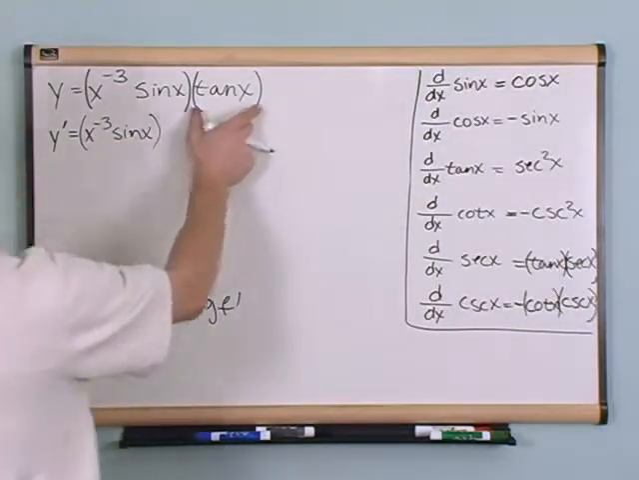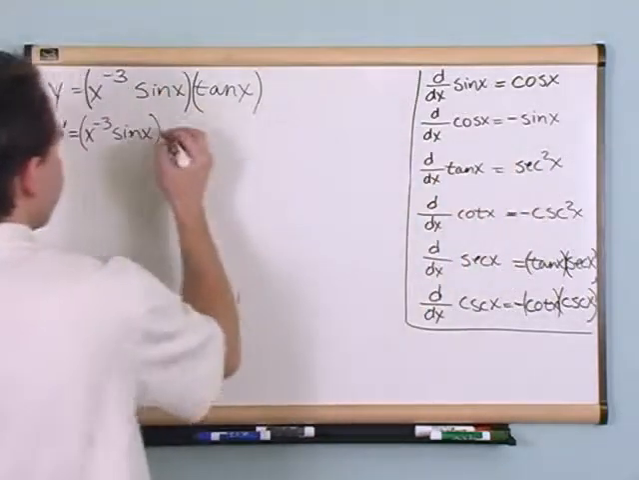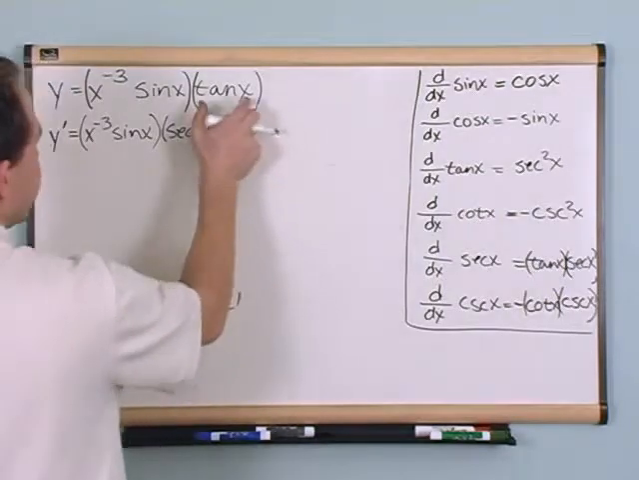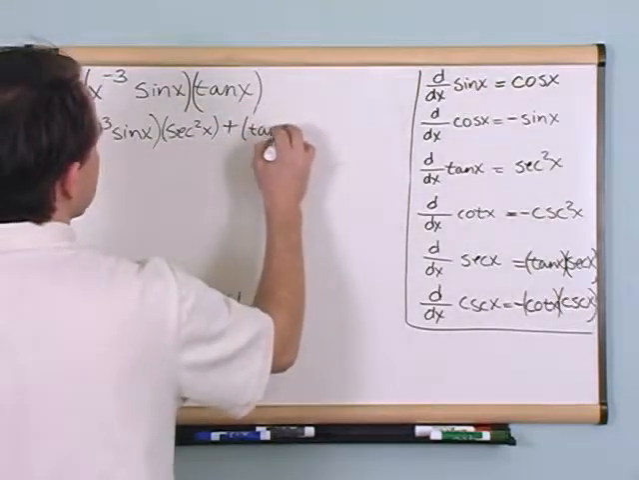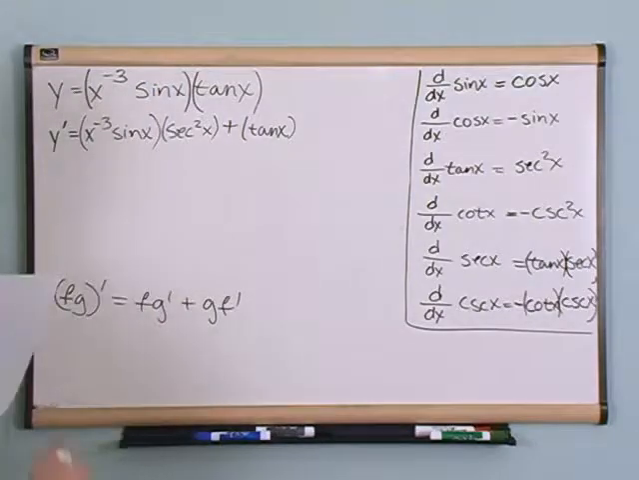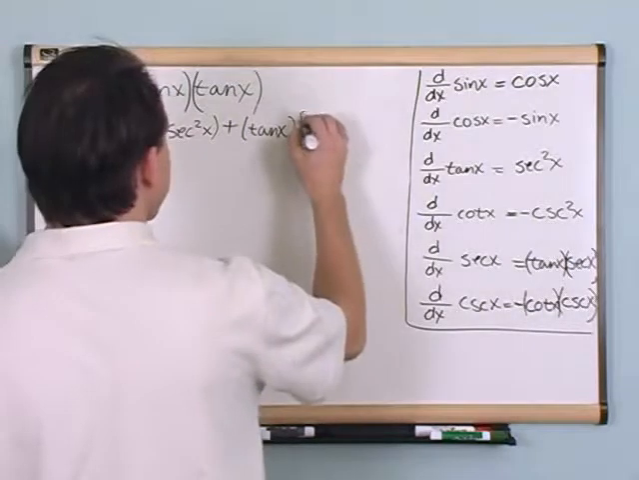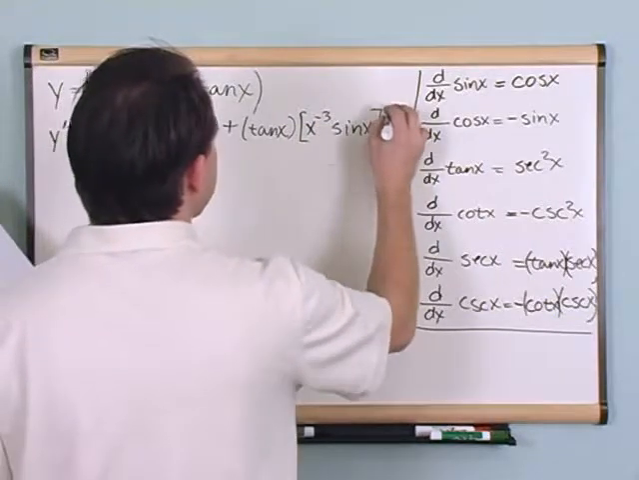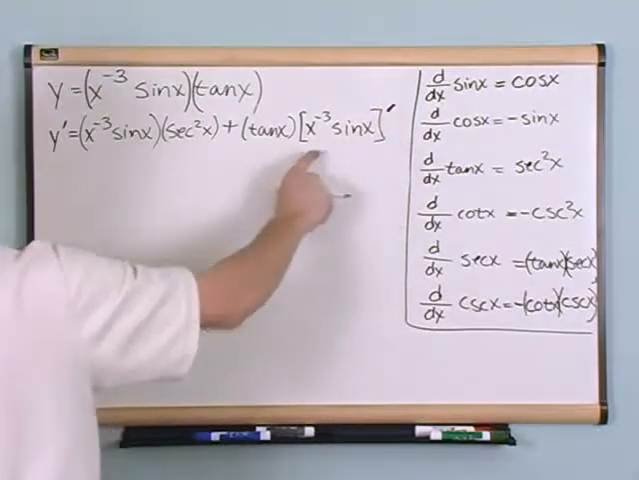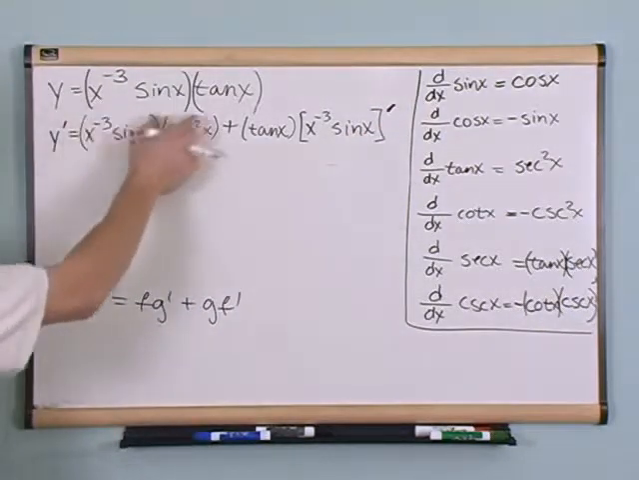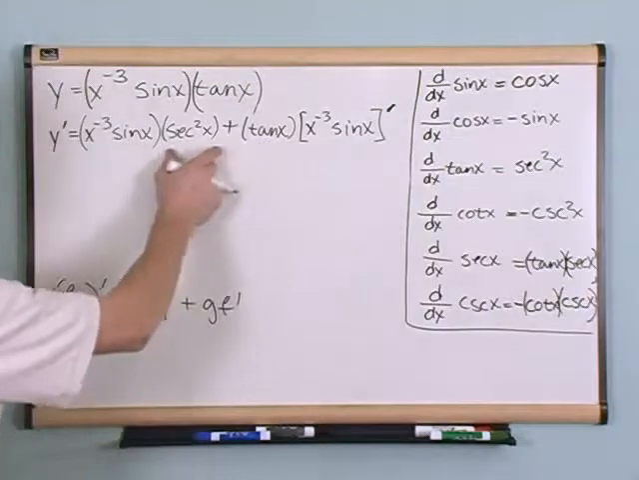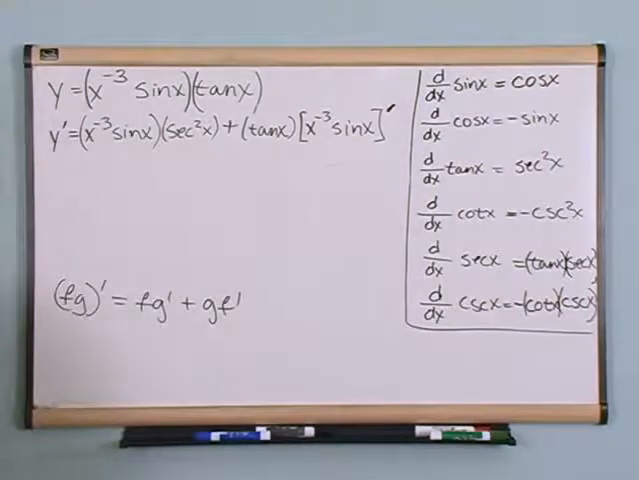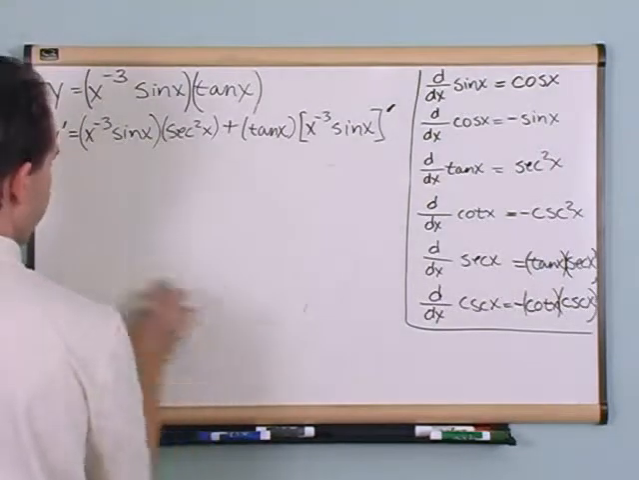okay, that's a term, times the derivative of the second term. Derivative of tangent is secant squared, okay, plus second term is tangent of x times the derivative of the first term. Now, the way I'm going to write that is just x to the minus 3 times sine of x, and I'm going to put a big mark here that tells me I have to take the derivative of that. So here's the first term times the derivative of the second, we got that from here, plus the second term times the derivative of the first, but I actually haven't taken this derivative yet. Okay? We have to do that now.